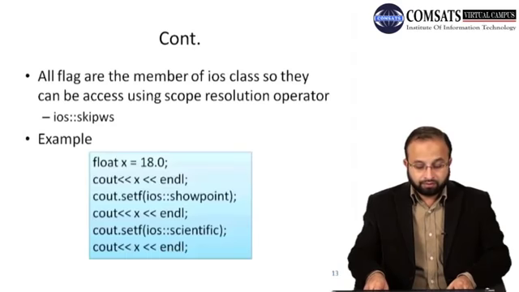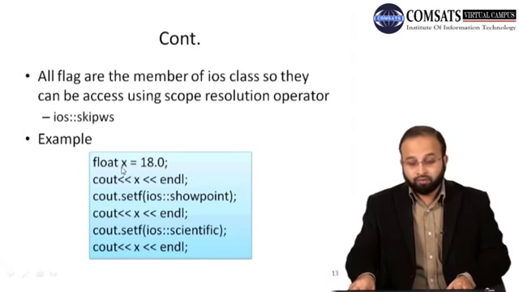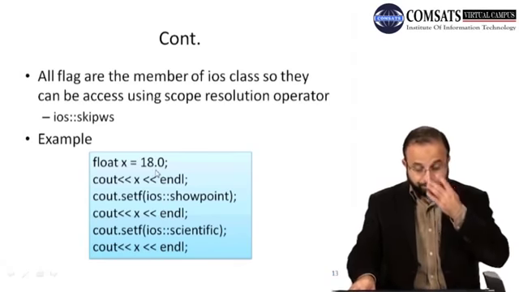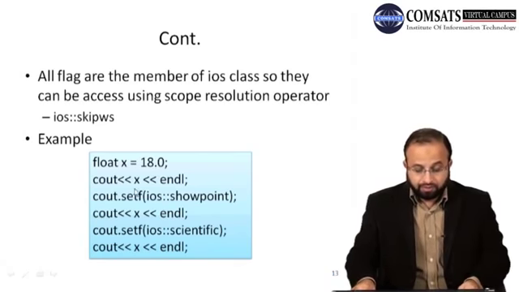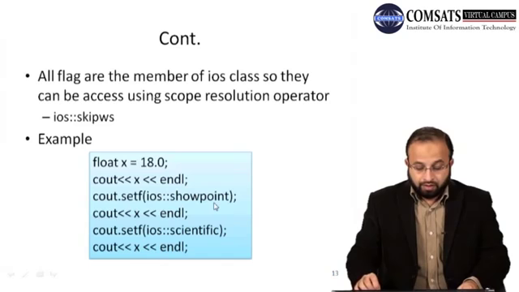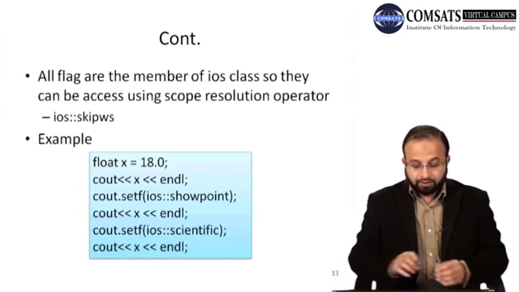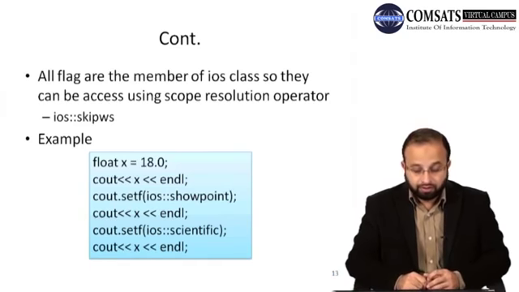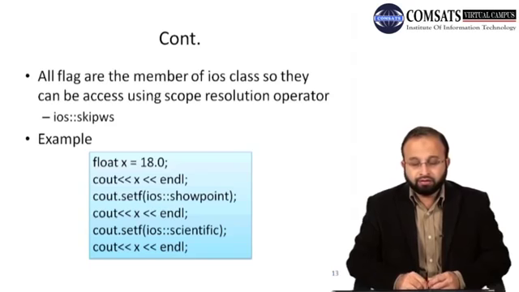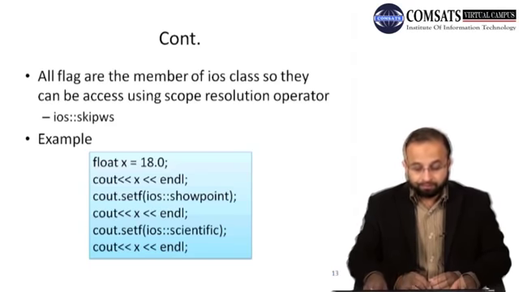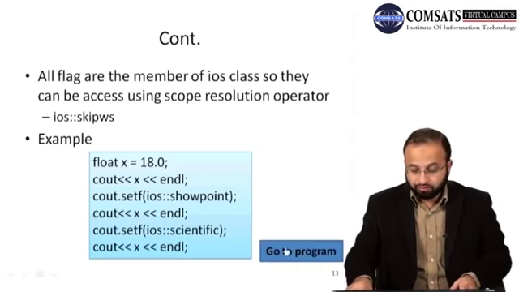So this is an example program in which we have a floating point variable x with value 18.0. Then we display its value, then we set a flag, that is showpoint. With that flag, it should display the value of x with a decimal point, and scientific will convert that floating point variable into the exponential form, right? So let's see the program.